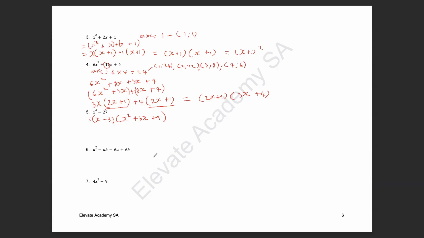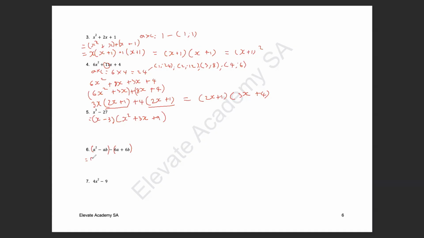So now we move on to number 6. As we can see, number 6 looks like it's going to be grouping. So let's try it as it is. We can group those two because there is something common, which is the A. We have the 6 that's in common. But it will also work if we grouped AB and 6B, and A squared and negative 6A. But let us try this as it is.